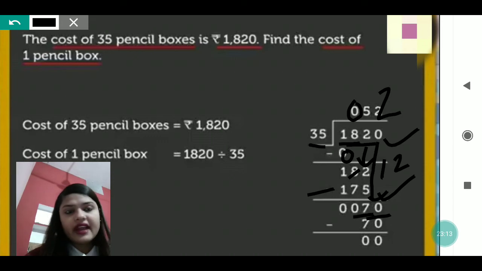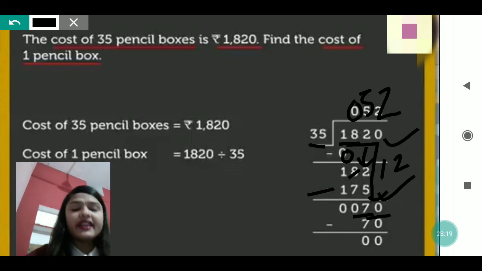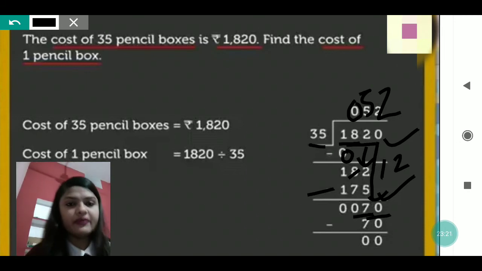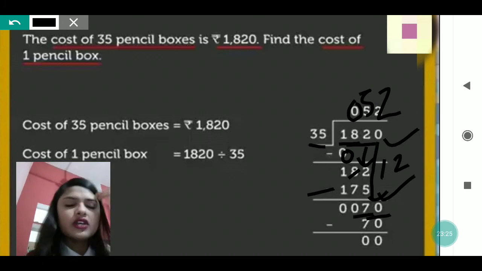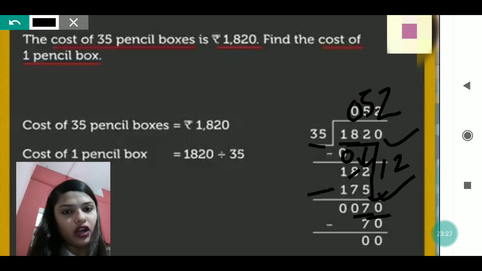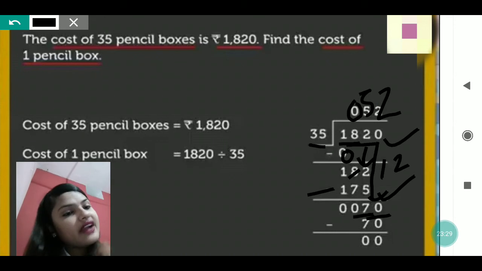Okay, so that 2 we will write in the question column, and 5 we have already written. That 5 we got by reading the table of 35, 5 times, we get 175, with which we have divided 182. So that 5 we will mention in the question column first. After that we will divide 70.